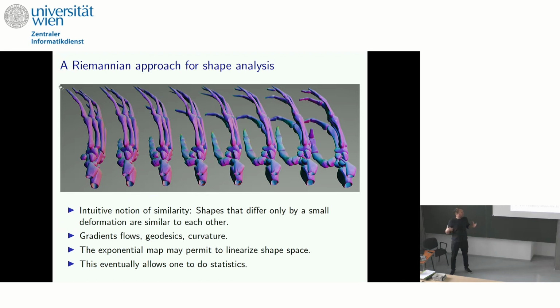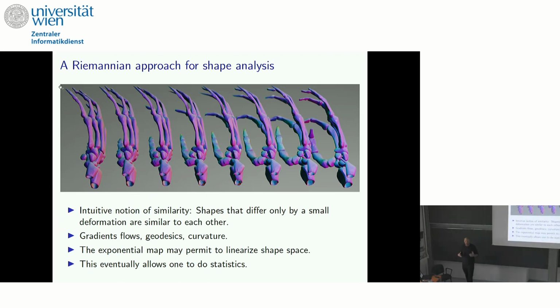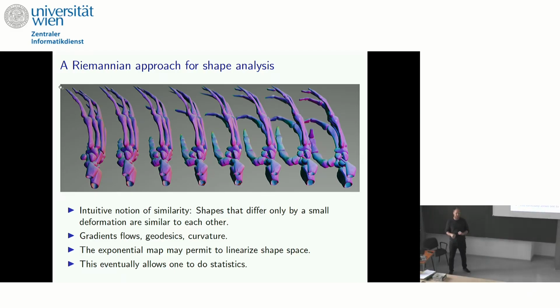And indeed, Riemannian geometry has shown over the past 20, 30 years to be a good tool to tackle these difficulties in this context. I think one of the things is that Riemannian geometry really models a very intuitive notion of similarity, because it does not define an ad hoc distance on the space, but it's based on deformations, as we all know. So we consider two objects closely related to each other if they only differ by a small deformation.